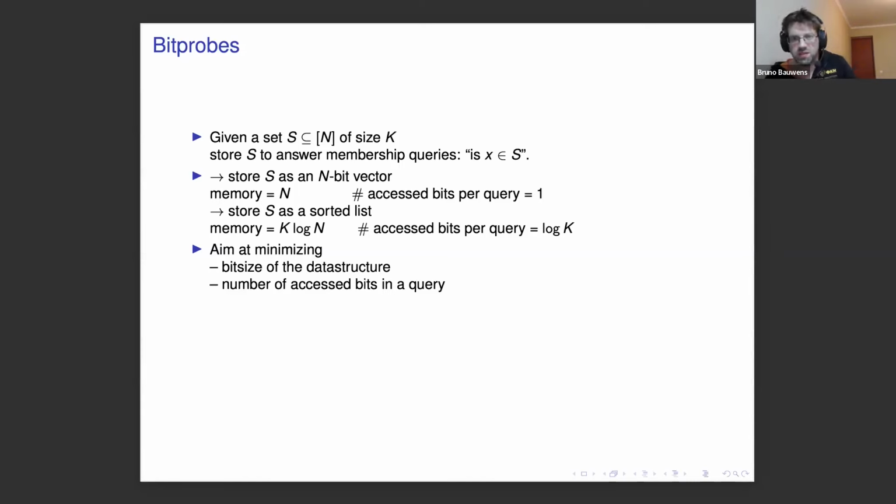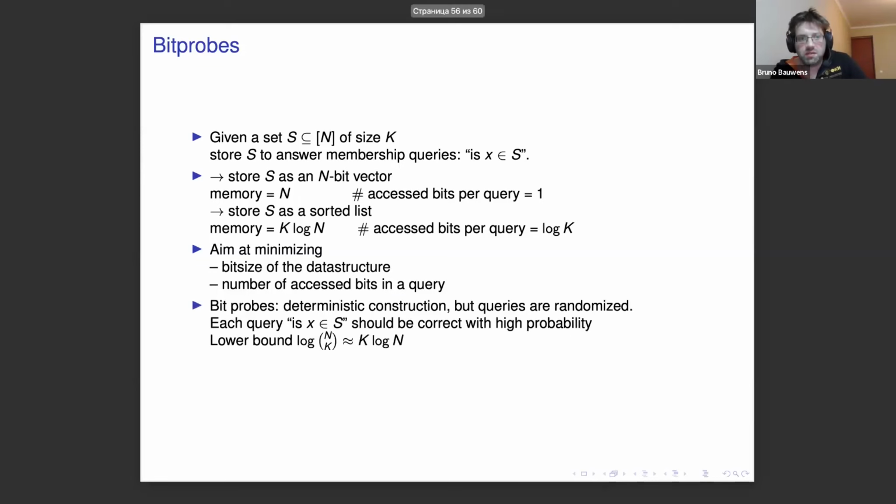But here it's different. Here we want to store the exact set S, and when we make many queries, we should be correct on average. So if we try all the random seeds, we should have the correct answer. Okay, and so the aim is to minimize the size of this data structure, the bit size. How many bits do we have? Next slide. And here are our results.